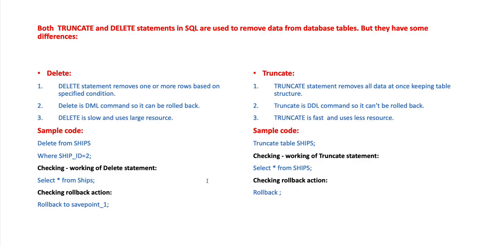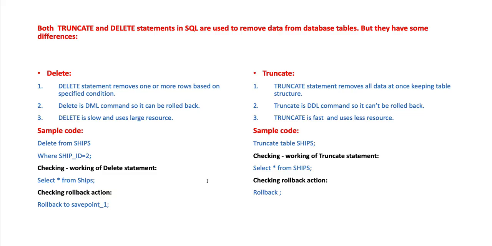Both truncate and delete statements in SQL are used to remove data from a database table, but they have some differences. First of all, let me go through delete. The delete statement removes one or more rows based on a specified condition. That means we can remove one or multiple rows at a time in the case of delete. But in the case of truncate, the truncate statement removes all the data at the same time, but it keeps the table structure as it is.